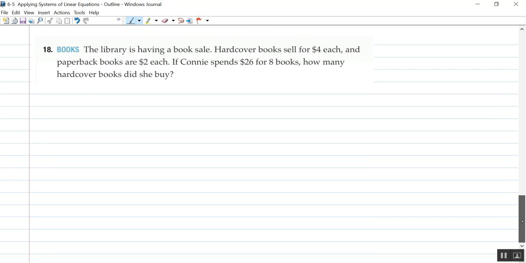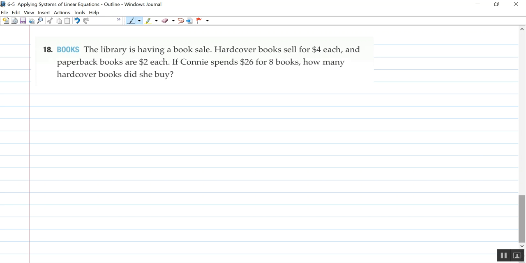And our last example here is a word problem from your textbook. It says the library is having a book sale. Hardcover books sell for $4 each and paperback books are $2 each. If Connie spends $26 for 8 books, how many hardcover books did she buy?